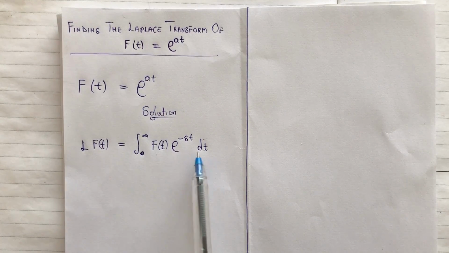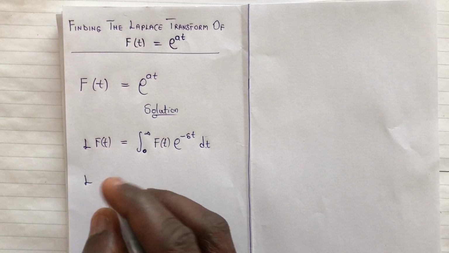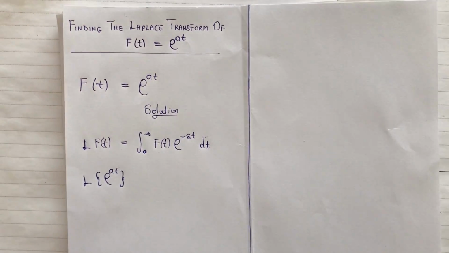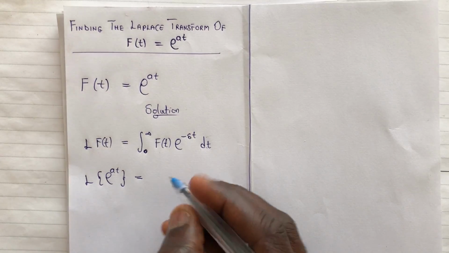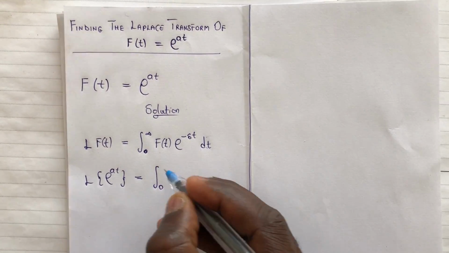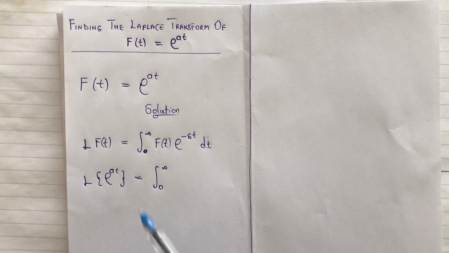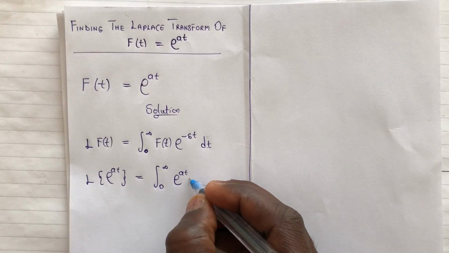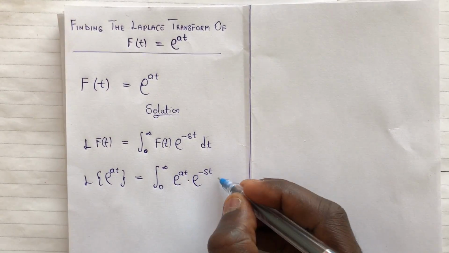So now to start, we have our f of t equal to this, so we will just introduce it inside the formula and see what happens. We have the Laplace transform of e to the power at. So we move on to the integral from 0 to infinity. What is f of t? We know f of t to be this, so we introduce our e to the at times our e to the minus st dt.